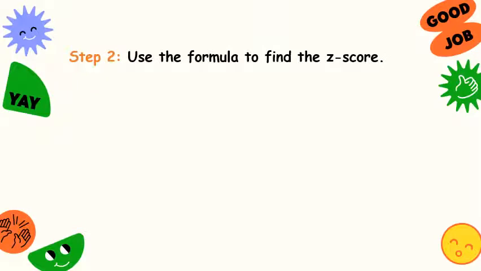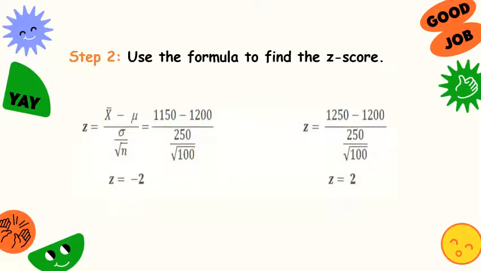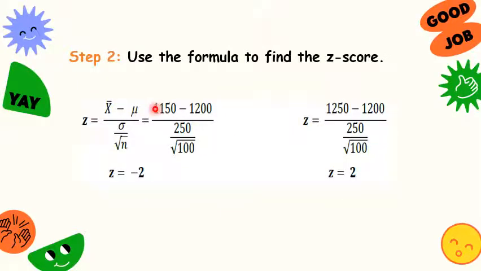So, step 2, syempre, we use the formula to find the z-score. Ito ulit yung formula ang gagamitin kasi may involved na sample size. Since dalawa yung given natin, dalawa rin yung computation na gagawin nyo. Yung una, yung 1,150 muna yung gagamitin. Yung pangalawa, yung 1,250. Ito lang namang x bar ang mapapalitan, yung sample mean.